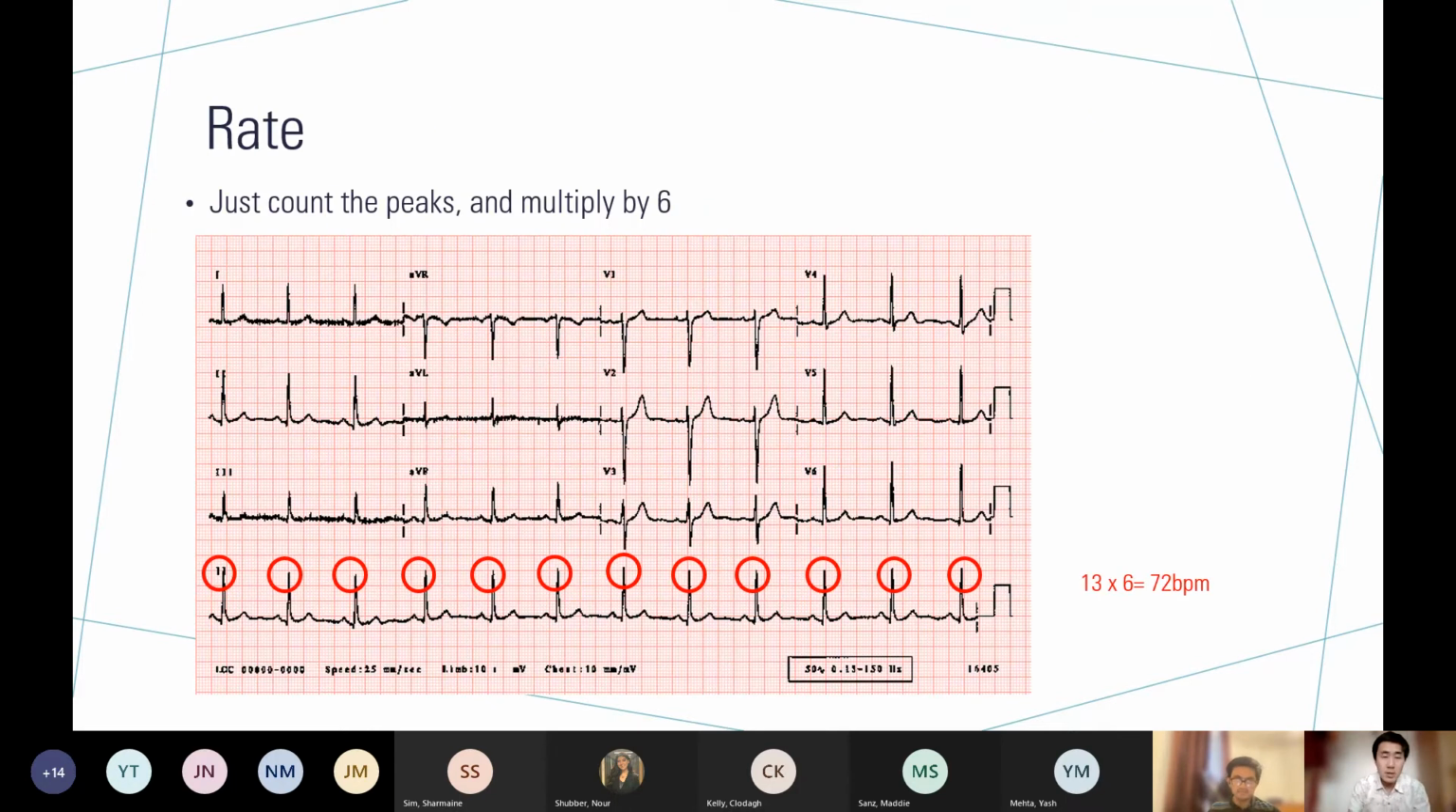Okay, so rate. I know they teach you two methods, one for regular, one for irregular. Just go for the irregular one because it'll work anyway. Just count the number of peaks and multiply it by 6, because an ECG records 10 seconds. So there's 13 here, there's 13 here. Multiply it by 6, 72. It saves you time because you're not remembering which method you use. Also, it's quite hard to divide 300 by 2.7 squares or something, so you may as well multiply by 6. It's more accurate this way anyway.